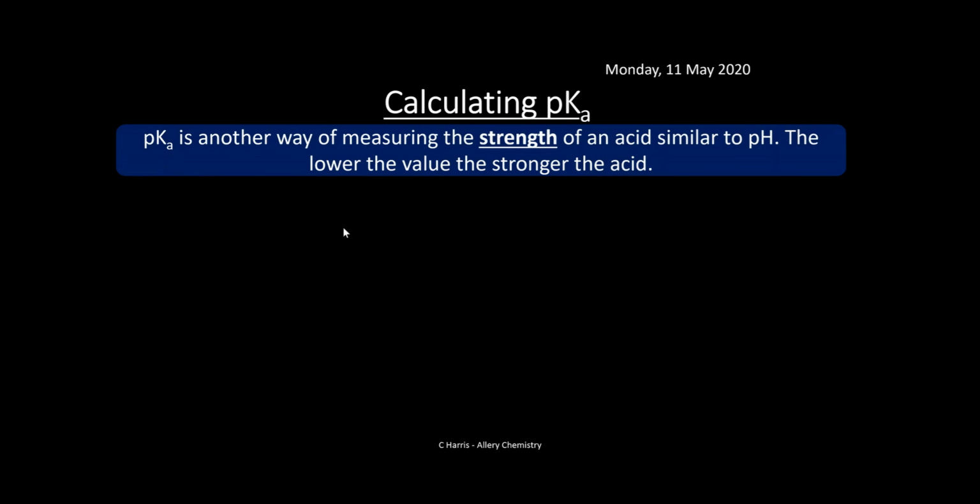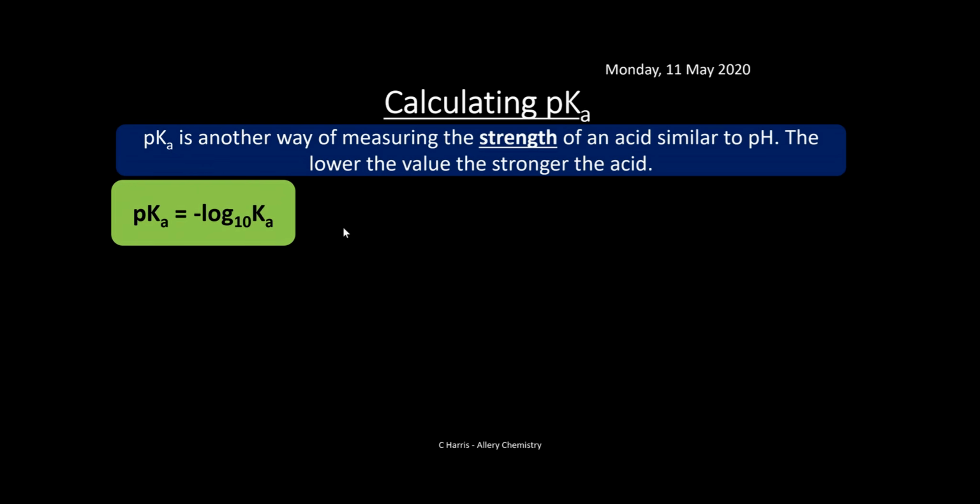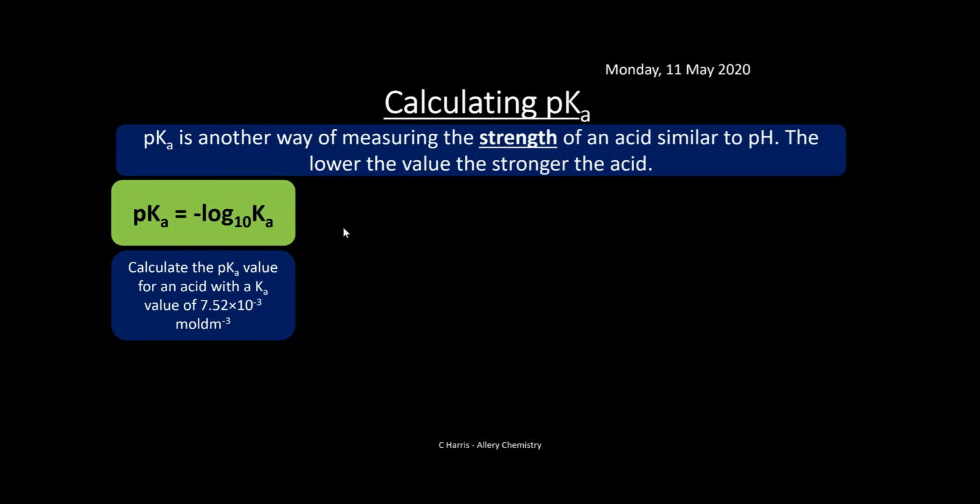Okay, so let's look at how we can calculate a pKa. pKa is another way of measuring the strength of an acid. It's very similar to pH, but the lower the value, the stronger the acid. So pKa is taken by doing the minus log of Ka. Again, very similar to pH and pKw. So let's calculate the pKa value for an acid with a Ka value of 7.52 times 10 to the minus 3.